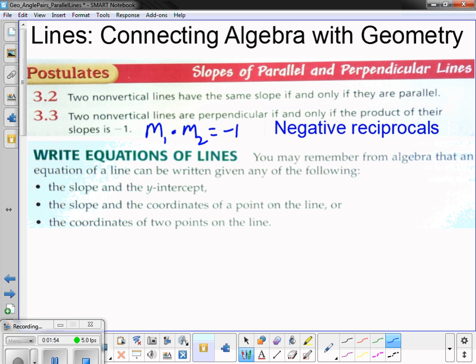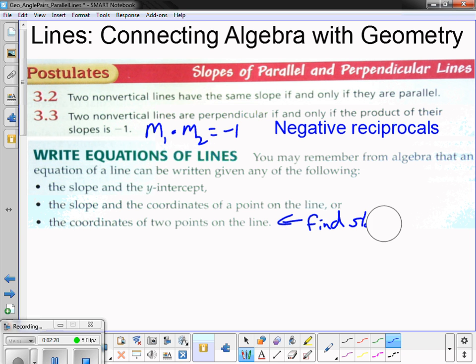We can write equations of lines. And you may remember this from algebra, that an equation of a line can be written given any of the following conditions. If you're given a slope and a y-intercept, you can write the equation of the line. If you're given a slope and the coordinates of a point on the line, you can do it. Or if you're just given coordinates of 2 points on the line. So this last one would say if I'm just given 2 points, I have to be able to find slope.